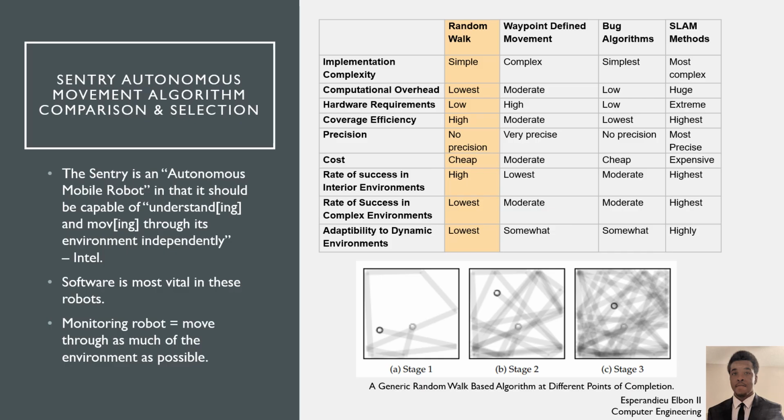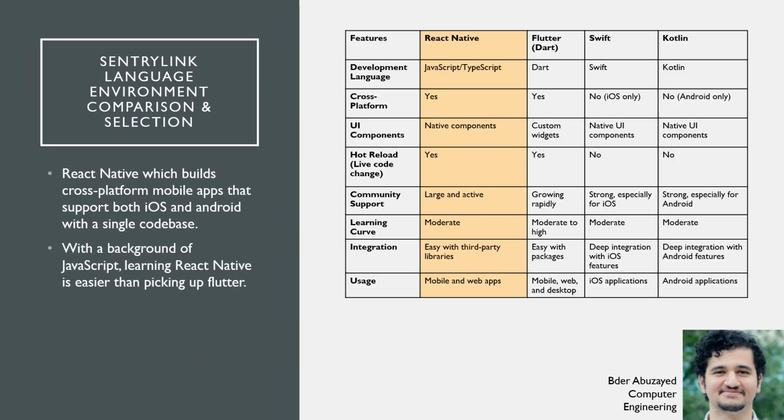Bug algorithms simulate bugs in their movement planning and head towards a goal, only deviating when an obstacle is reached, at which point they direct the robot around the obstacle and back towards the goal. The algorithms presuppose a robot's knowledge of its goal and of its position. The random walk algorithm was chosen because of its high success at coverage in interior environments, low computational overhead and complexity, and low cost. The only downsides are obstacles, but this can be accounted for with sensors.